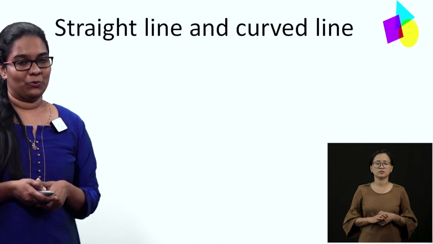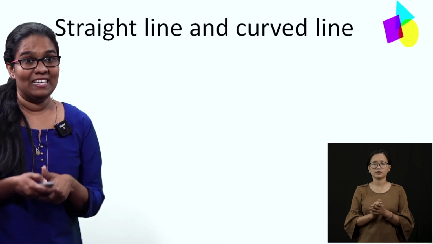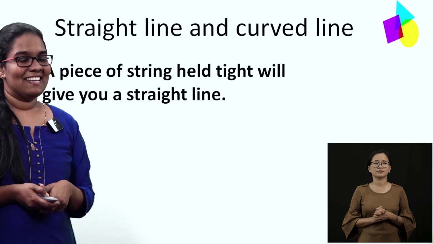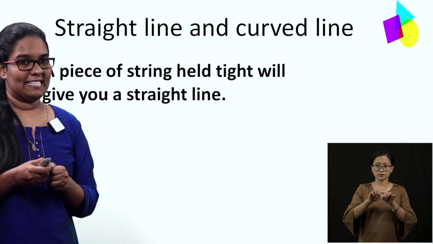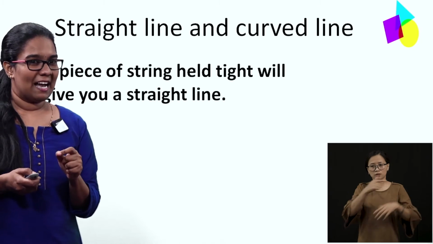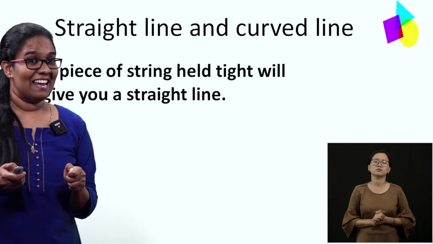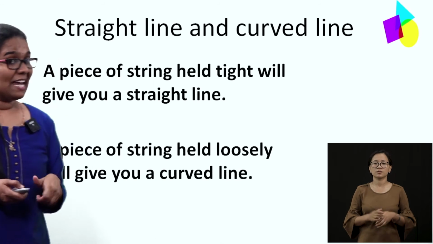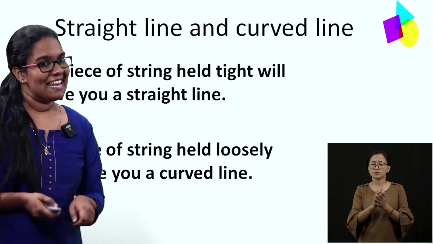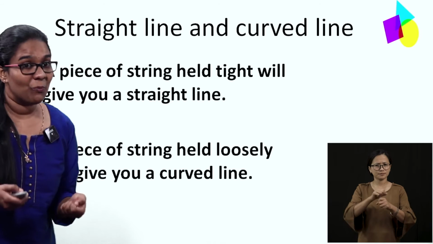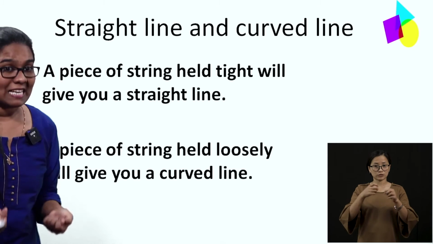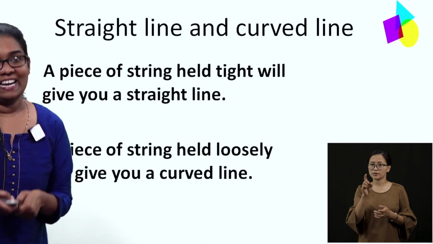Next we are moving to straight line and curved line. A piece of string held tight will give you a straight line, but a piece of string held loosely will give you a curved line.